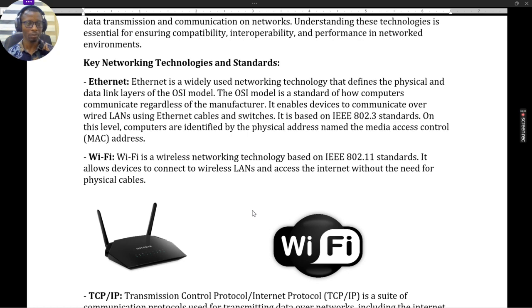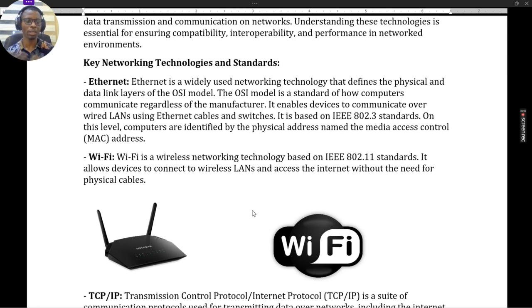If you buy a computer now and connect to the Wi-Fi, it has a burned-in, permanent MAC address on the network card. There are ways to change it, but there's usually a burned-in MAC address on every device, even your phone and other devices like that.